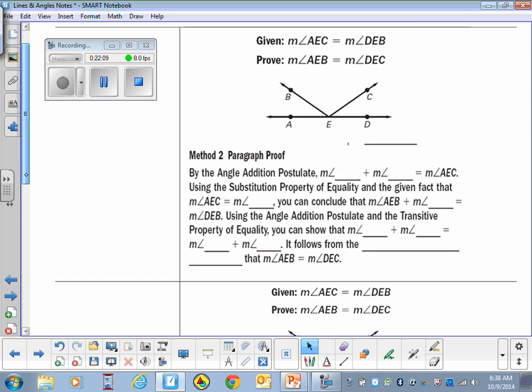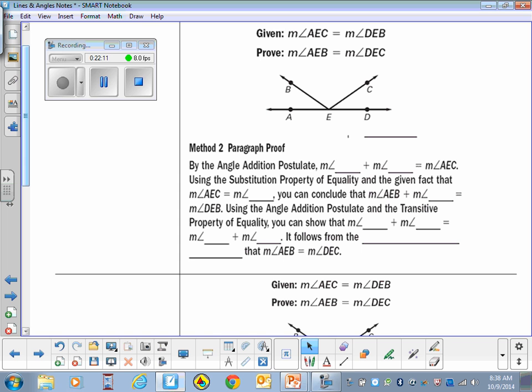Oh, goody. This is the exact same proof, but we're going to look at it in paragraph form instead. They started off by using the angle addition postulate. They didn't even start off with their givens in this paragraph. By the angle addition postulate, we have two angles that add up to angle AEB. We have angle AEB, and we have angle BEC.